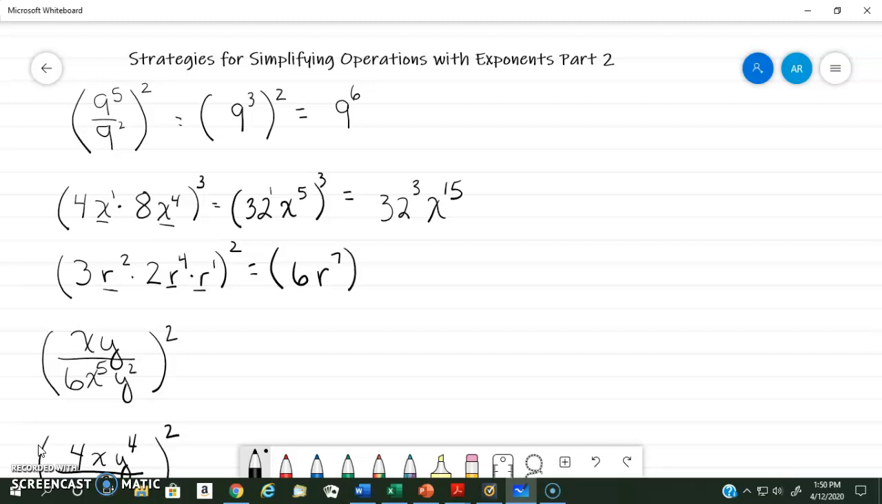And then I want to remember that I have that square outside. So now I'm going to use the power to a power rule. So this is really 6 to the first, so it's really 6 squared. And then I have r, 2 times 7 is 14. And 6 squared I know, so I'm going to do 36 r to the 14. Okay, so I can do that one.